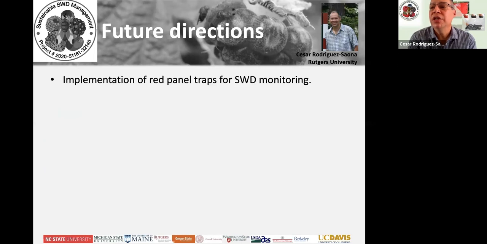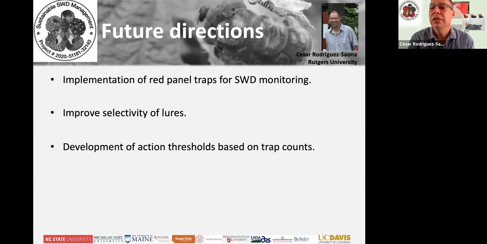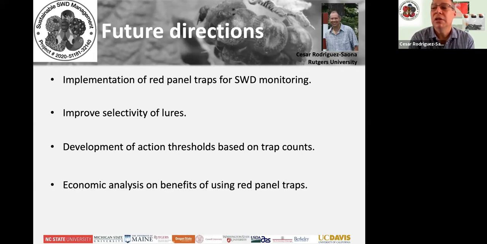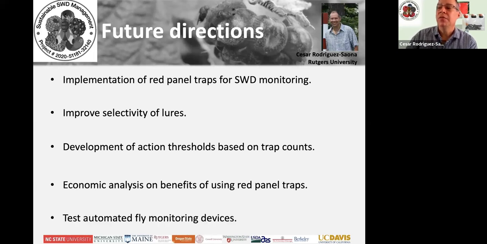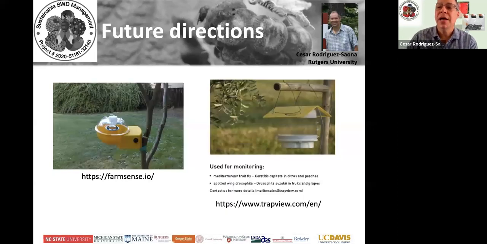So for future directions, we have demonstrated so far that the red panel traps can be used for monitoring spotted wing Drosophila, at least in some crops and regions. We still need to improve the selectivity of the lures to reduce captures of non-targets. And research needs to be done on the development of action thresholds. Our team also plans to conduct an economic analysis on the benefits of using the red sticky panels. And finally, there is also the possibility of using automated devices for monitoring spotted wing Drosophila. In fact, some of these devices are being developed and are currently being tested.